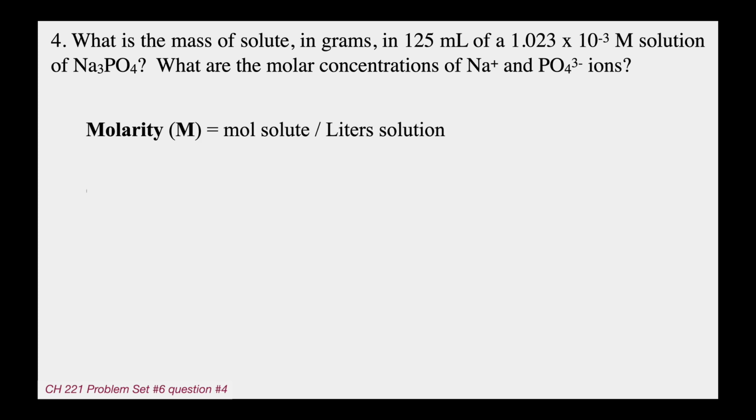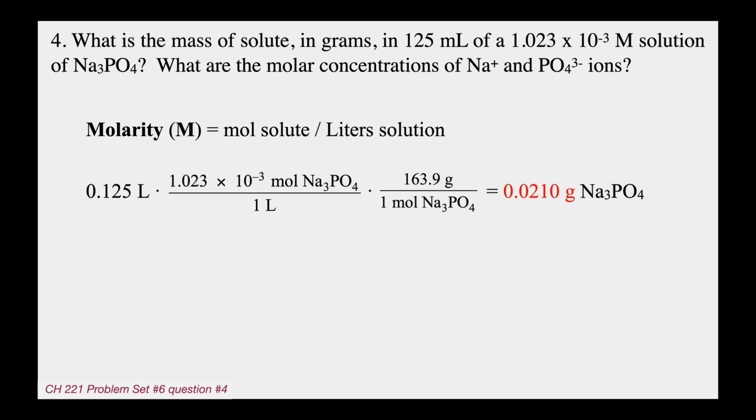Molarity, big M, moles of solute per liter of solution. In the first part of this problem, we're going to take the volume in liters. So 125 milliliters is 0.125 liters. We're going to multiply it by the molarity, which is this part right here. It's a lot of letters, but that's what it is. 1.023 times 10 to the minus 3. The liters cancel out, and you've got moles.